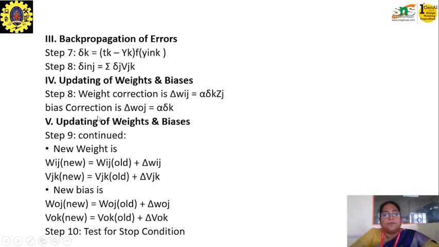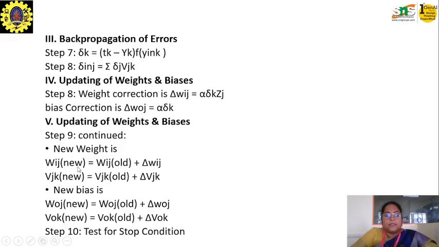The bias also will be corrected and updated. The bias is updated as del woj is equal to alpha into del k, the error value. So the new weight and bias have to be added to the old one. Here the error is found, corrected and updated. In the next step, we calculate the new weight and the new bias. We need to add the updated value of each weight and bias to the old weight and bias. Updated, you can take as the corrected value.